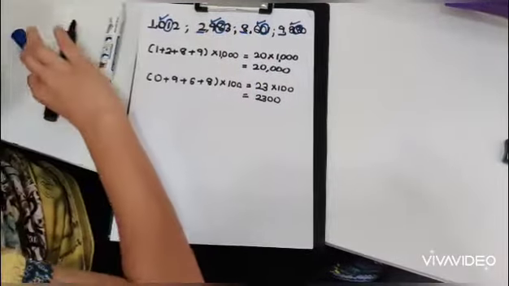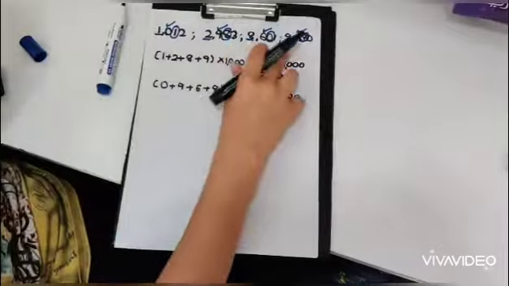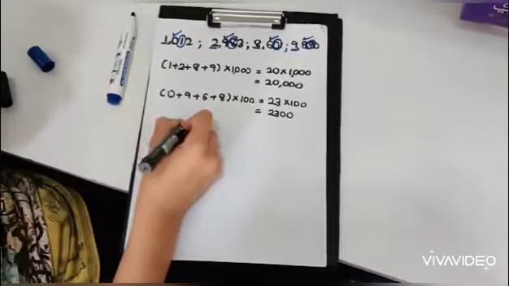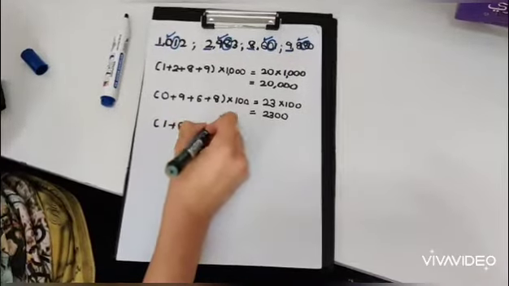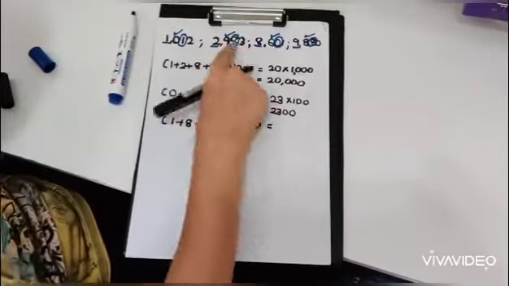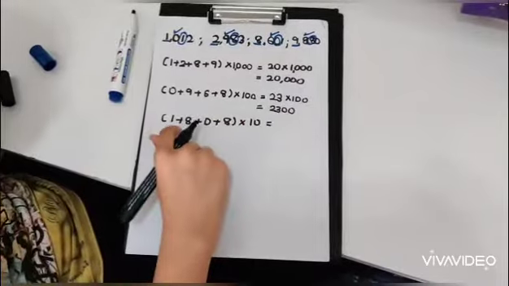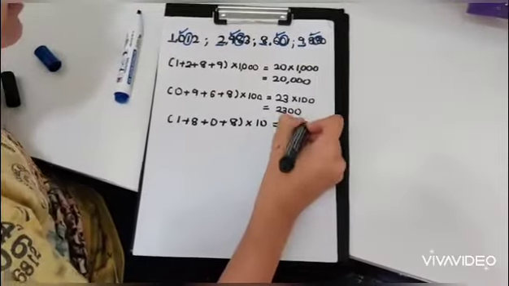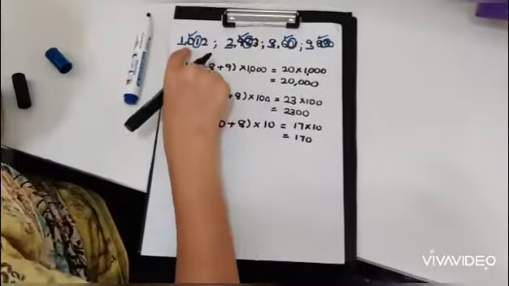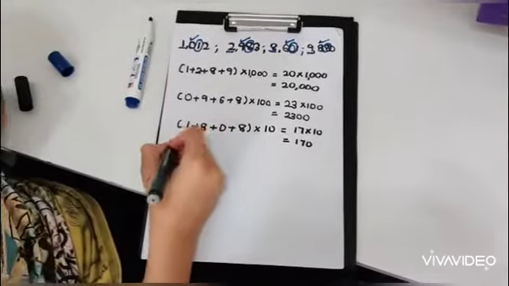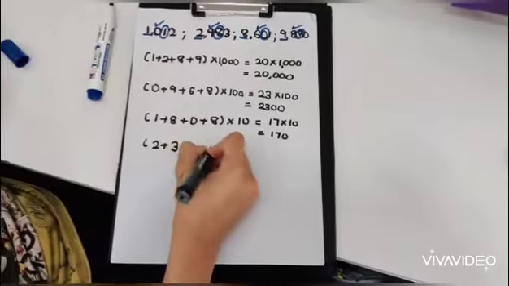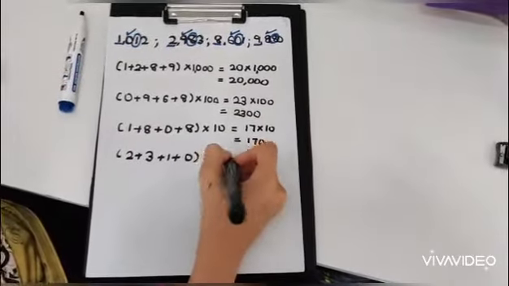Okay. Now I have to take the sum of all of the tens place of these numbers. 1 plus 8 plus 0 plus 8 into 10 is the sum of all of the tens place of these numbers. So what we get is 17 into 10, that is 170. Now at the end we have to take the sum of the ones place. That's nothing but 2 plus 3 plus 1 plus 0 into 1. That is 6.